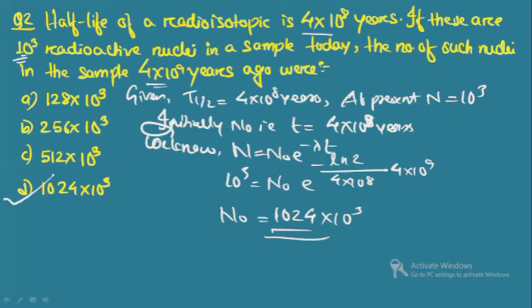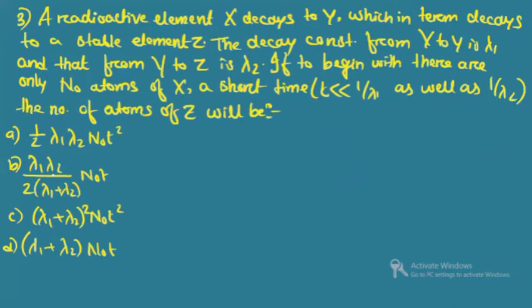Now let's see the next question. That is the last question. So here what it is said. It is said that the radioactive element X decays to Y, which in turn decays to a stable element Z. The decay constant from X to Y is lambda 1 and Y to Z is lambda 2. If to begin with there are n naught number of atoms of X, a short time T is very less than 1 by lambda 1 as well as 1 by lambda 2. So the number of atoms of Z will be what?